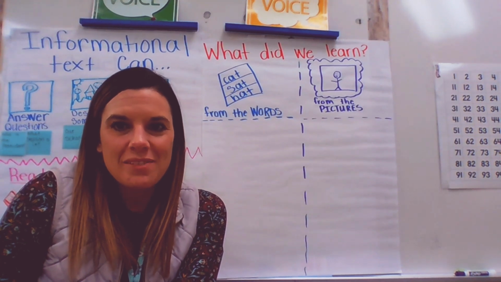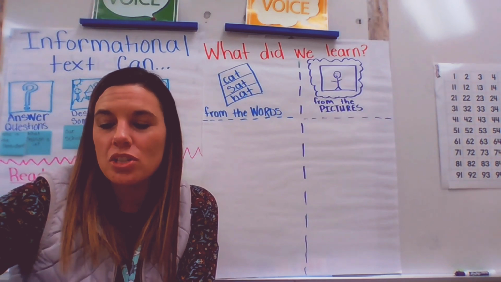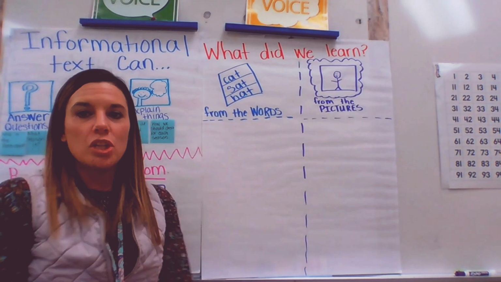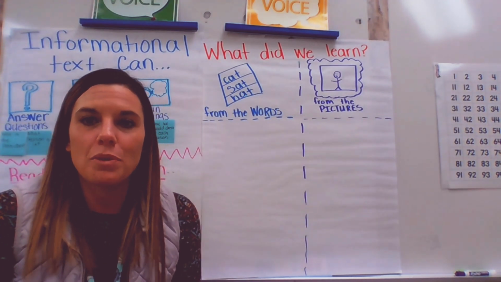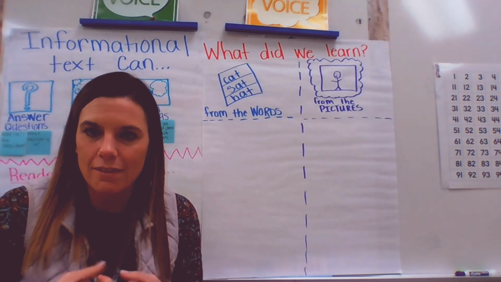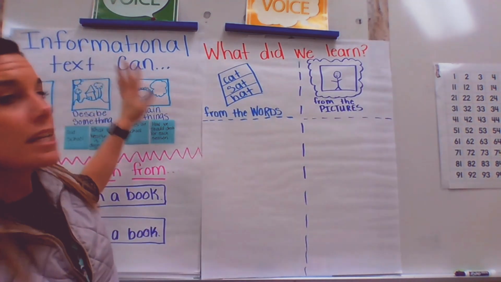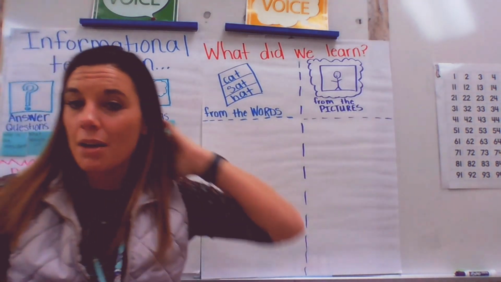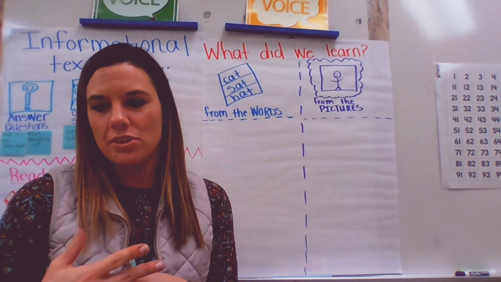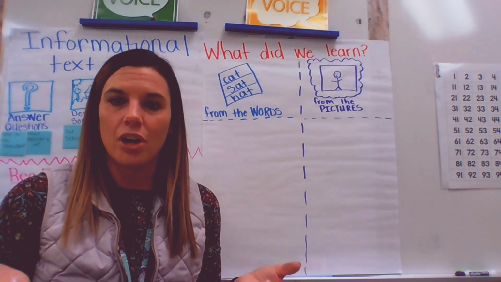Okay, boys and girls, today for reading workshop, we are going to take what we learned yesterday and use that for our story this week. So remember yesterday we talked all about informational text, and informational text gives us information. It can give us answers to questions, describe things, explain things. I love informational text because I always think that an informational text helps me get smarter. It gives me information about things that I may not have already known.